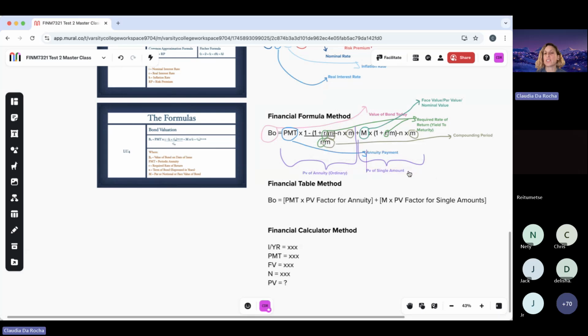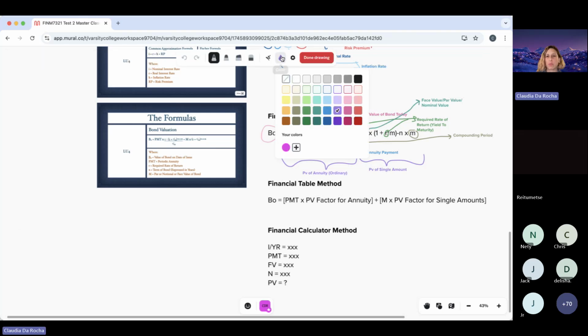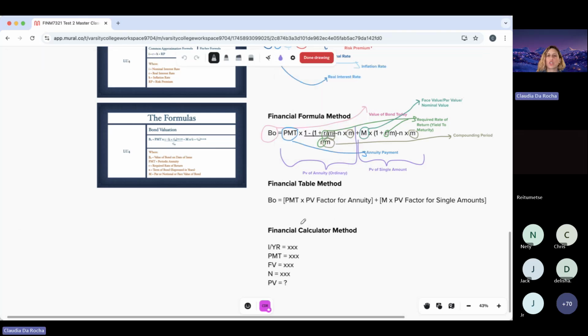Okay, or we should have at least recognized it from Learning Unit 2. I know some of us might have just learned the calculator method, but that's what it is, present value of single amount. Because of that, we don't only have to use the formula method, we also have the table method. With the table method, you've got your PMT, which is your annuity payment based on your coupon rate, times your present value factor for your annuity. So this is the first part of the formula.